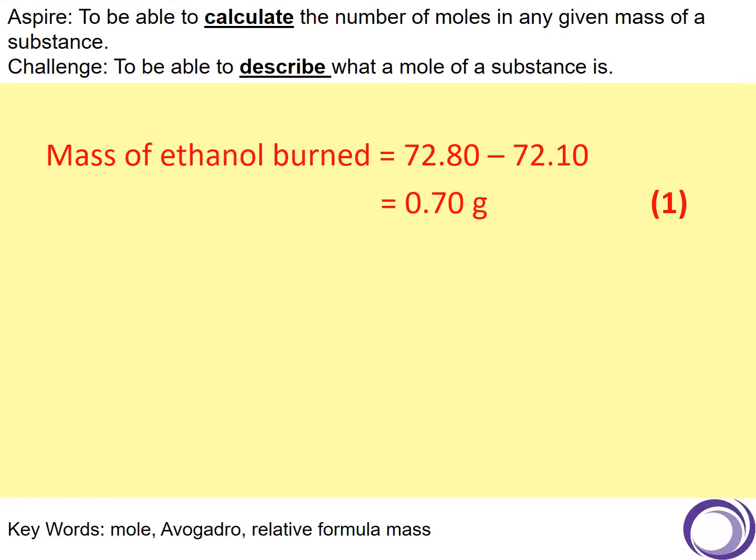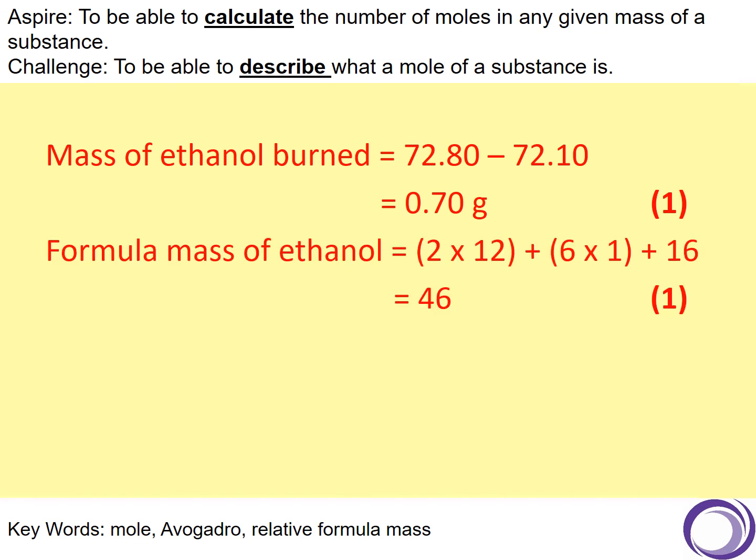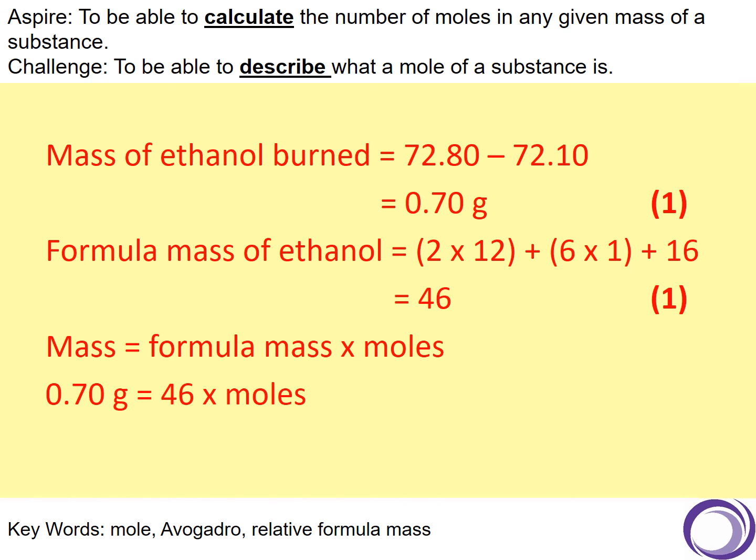Look at the answers on that one. Your first step was to actually work out how much ethanol had been burnt, and that's a simple takeaway sum. 72.8 minus 72.1 comes out as 0.7 grams. You then needed to work out the formula mass of the ethanol. So 2 lots of 12, 6 lots of 1 and a 16 comes out as 46. And then we write down our formula, we substitute in what we know, we simplify things down, and your final answer should have been 0.015 moles.